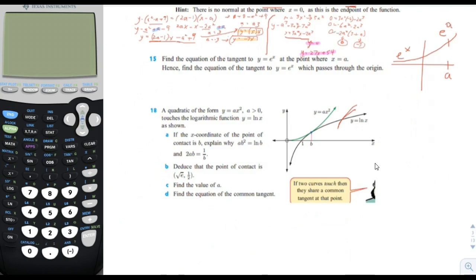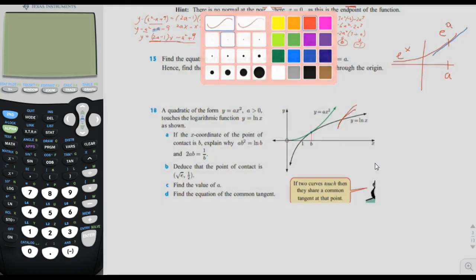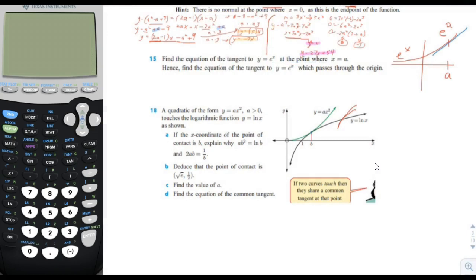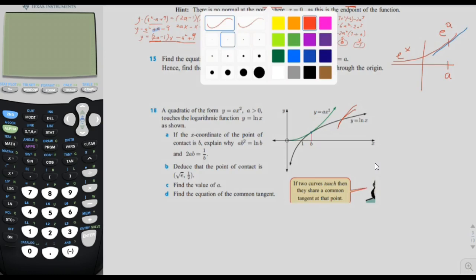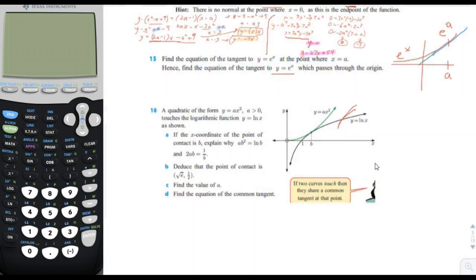Find the equation of the tangent to e to the x at the point where x equals a. So, it's that. Hence, find the equation of the tangent to y equals e to the x which passes through the origin. Oh, this almost goes through the origin the way I drew it. So it goes something like that. It goes through the origin.